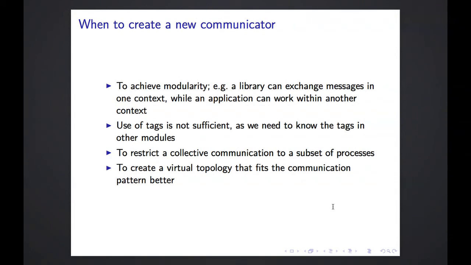Another reason to use a communicator is when you want to restrict a collective communication to a subset of processes. We have seen in lecture 2 that collective communications are very, very useful, but sometimes you just don't need to involve all your processes in them. Well, if you only want a subset, then you have to make a separate communicator. And the final point is you might want to create a virtual topology that fits the communication pattern better. I'll get into topologies in a second.